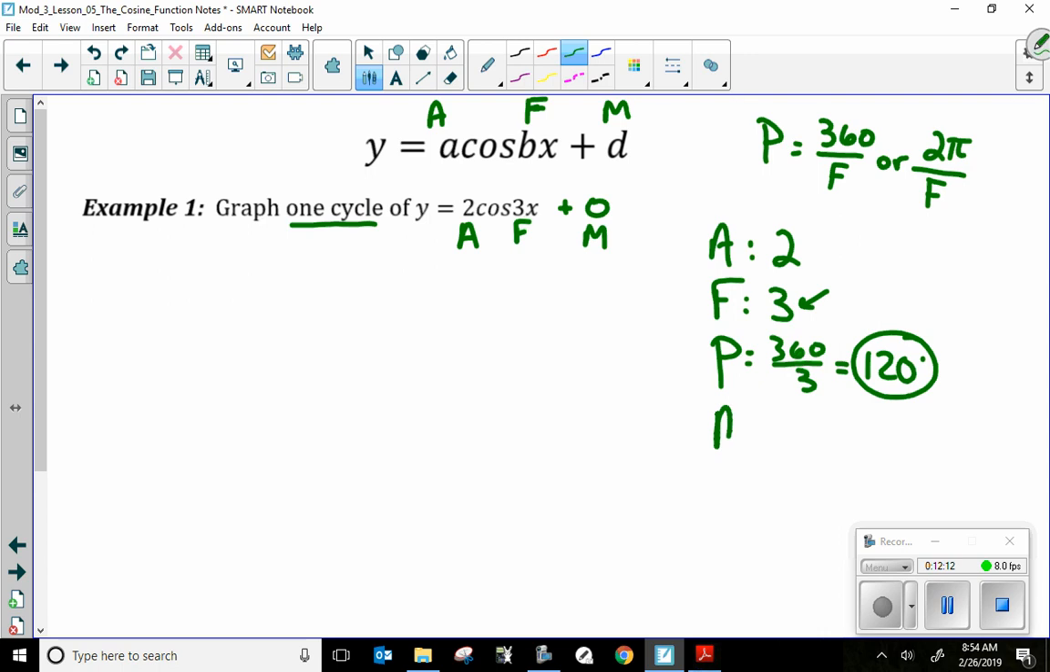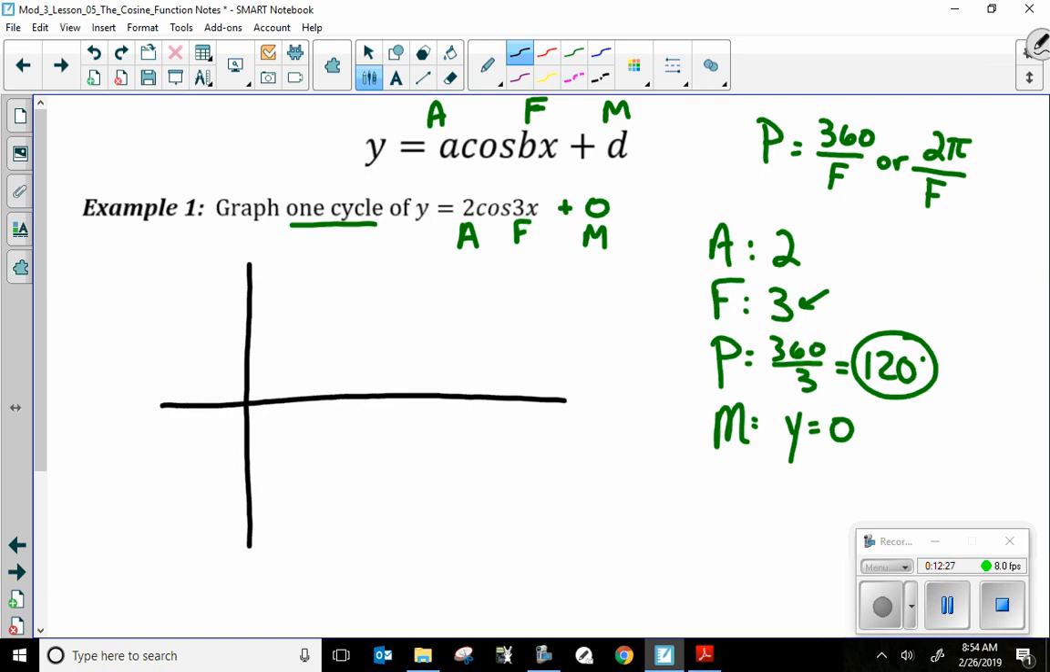Okay. My midline is still y equals 0. That's still the x-axis. That is not going to move up or down at all. Okay? Now, let's graph this. I start at 0 and I end at 120. That's why that's important. What's half of 120? Well, I think it's 60. What's half of 60? Well, I know it's 30. 30 and 60, that gives me my 3/4 of 90.